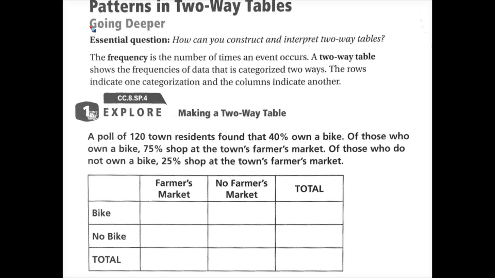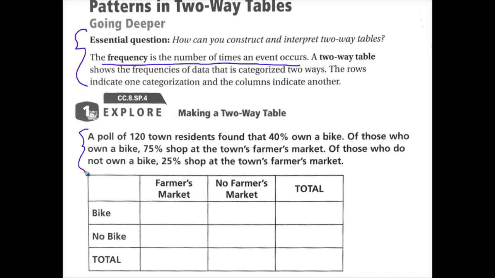Okay, so we're going to look now at the next part, patterns and two-way tables, going deeper. How can you construct and interpret two-way tables? The frequency is the number of times an event occurs. A two-way table shows frequencies categorized in 2 ways. The rows indicate one categorization, the columns indicate another. So again, this is when we are looking at 2 different pieces of information that are connected to each other.